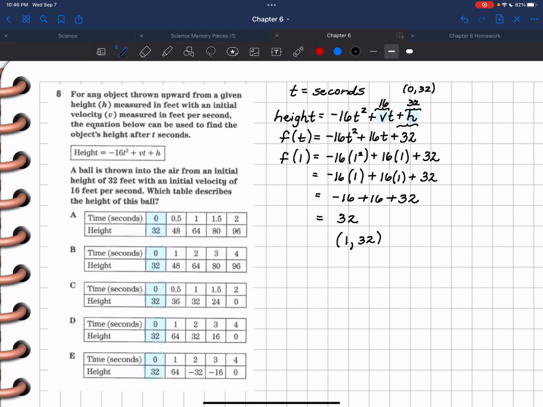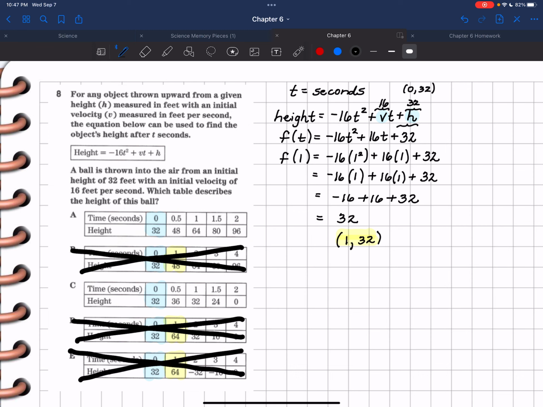So let me look for that particular option. And I have 148, I have 164, and 164. So none of those are the answer I'm looking for. I need it to be 32. So let's eliminate those because they do not have the 1 with a 32. So now even if I had to guess, I could guess A or C.